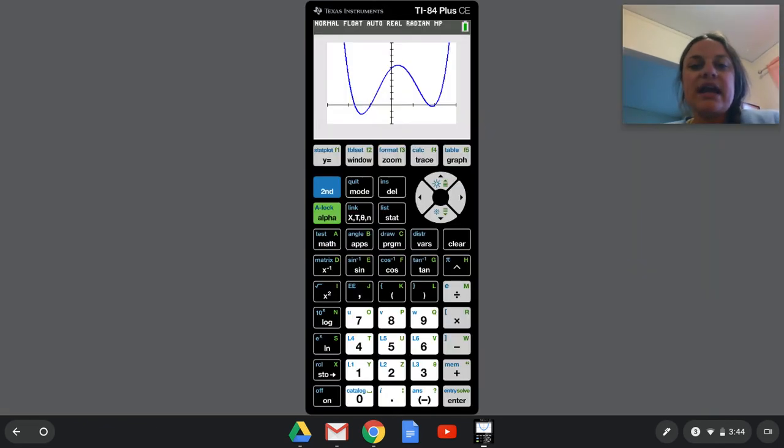So a couple things that I can identify as I look at this graph that's on my graphing calculator, I can see at -1, I have a root, and at +2, I have a root, okay?